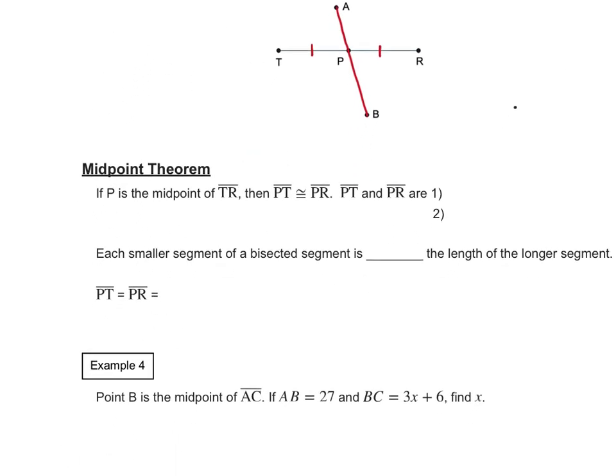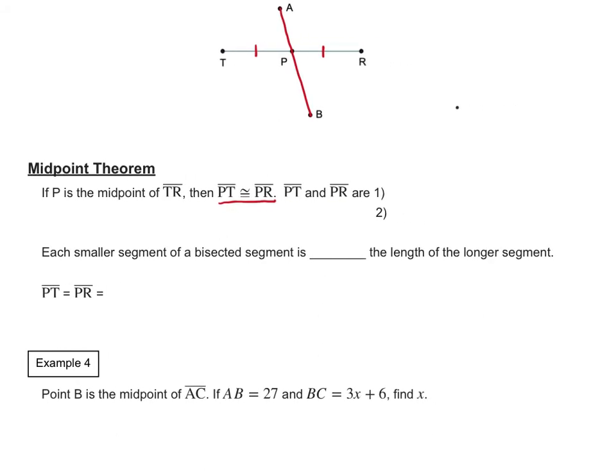And so if P is the midpoint, halfway between T and R, then PT is congruent to PR. What do we know about them? Well, we know that they are congruent halves of one whole, and since they're congruent, they have equal lengths, because that's what congruent means. They're the same. And if things are congruent, then their measurements are going to be congruent. So there you have it.